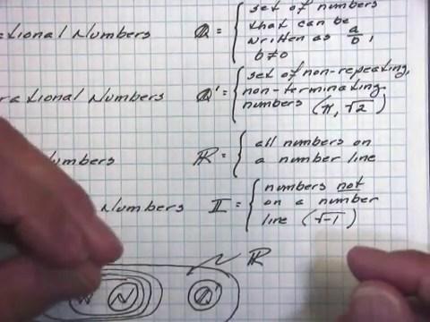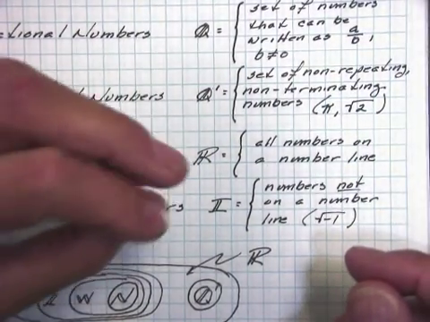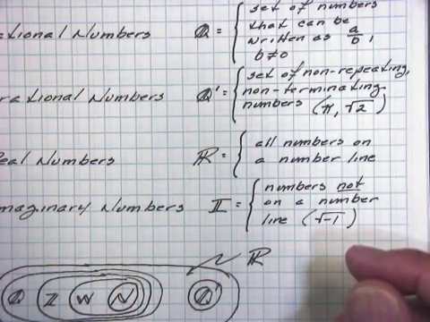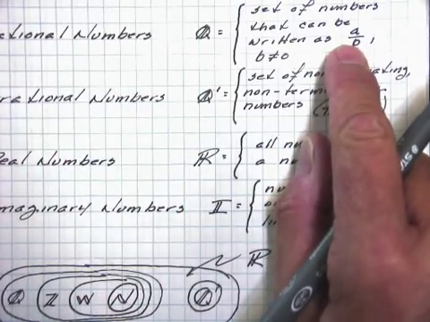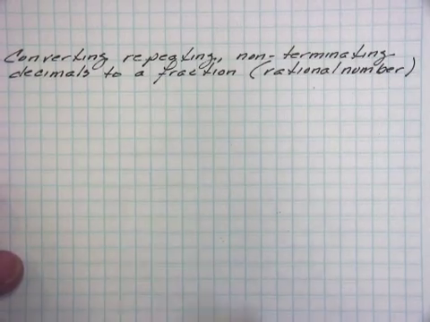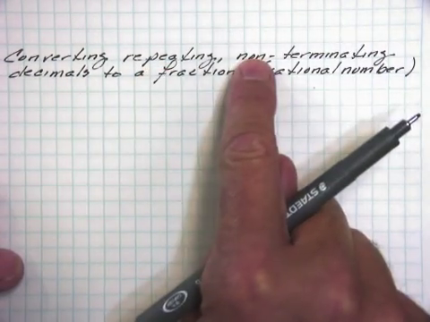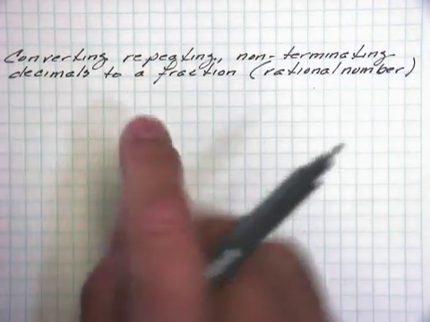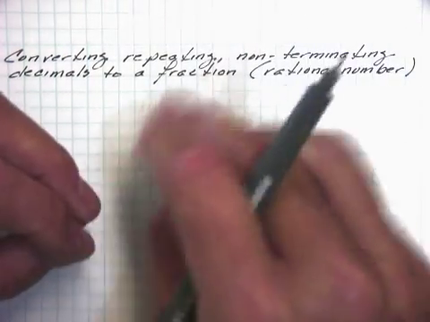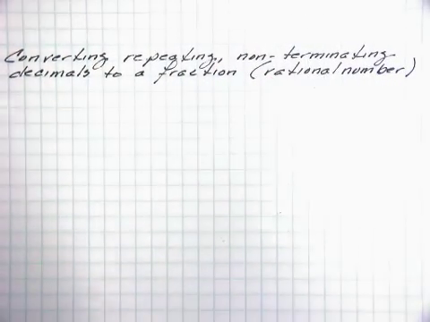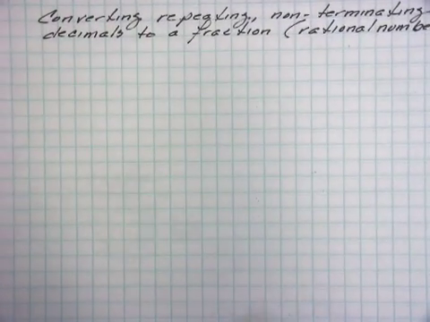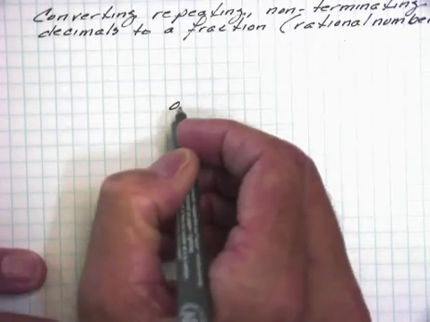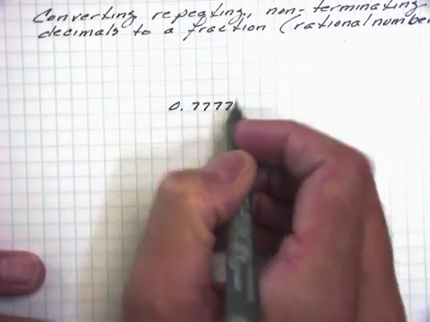Now, I want to go back to a couple of the concepts we had here. Set of non-repeating, non-terminating numbers. Well, if you're looking at a decimal, how can you tell if you can rewrite it as a rational number? That is, how can you tell if you can rewrite it in the form A over B? So let's take a look at converting repeating, non-terminating decimals to a fraction. That is, taking a decimal that fits these categories and rewriting it as a rational number.